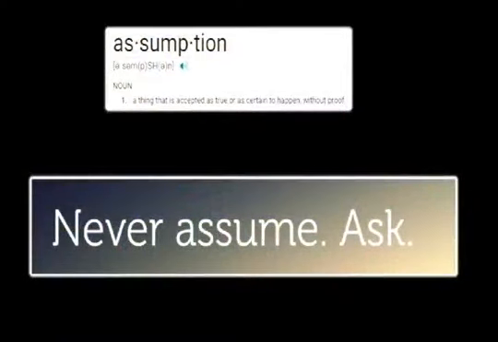Go to the last visual we have for tonight. I want you to write this down about the word assumption, okay? The word assumption means a thing that is accepted as true or as certain to happen or occur without proof. Okay? Read it again. A thing that is accepted as true or as certain to happen or occur without any proof. You have no proof of it.